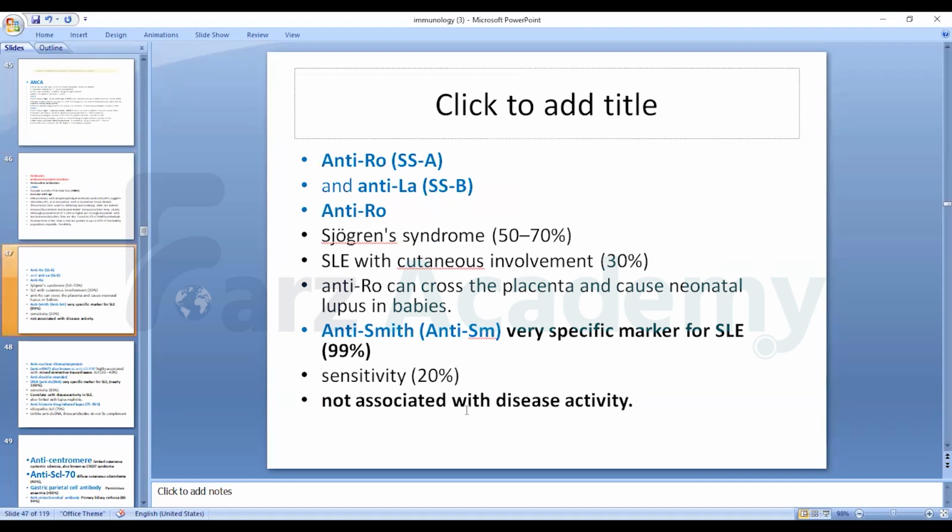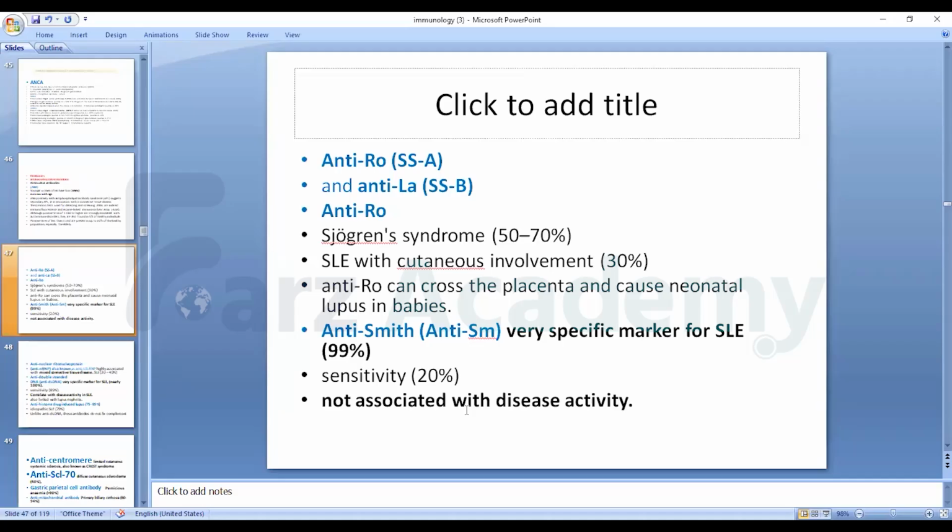Anti-Ro antibody and anti-La antibody are associated with Sjogren's. Also, they can be seen in SLE with cutaneous involvement, but in 30% of the cases. Anti-Ro antibody can cross the placenta and cause neonatal lupus in babies. This question has come several times: a newborn baby has developed neonatal lupus, and what is the antibody that is associated? That is the anti-Ro antibody.